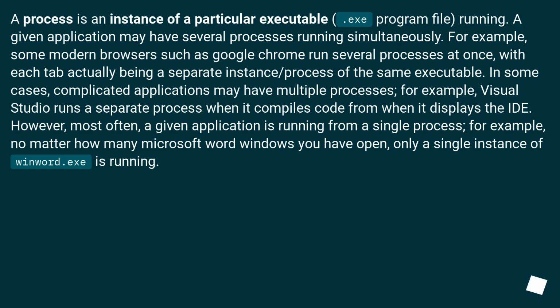In some cases, complicated applications may have multiple processes. For example, Visual Studio runs a separate process when it compiles code from when it displays the IDE. However, most often, a given application is running from a single process. For example, no matter how many Microsoft Word windows you have open, only a single instance of WinWord.exe is running.